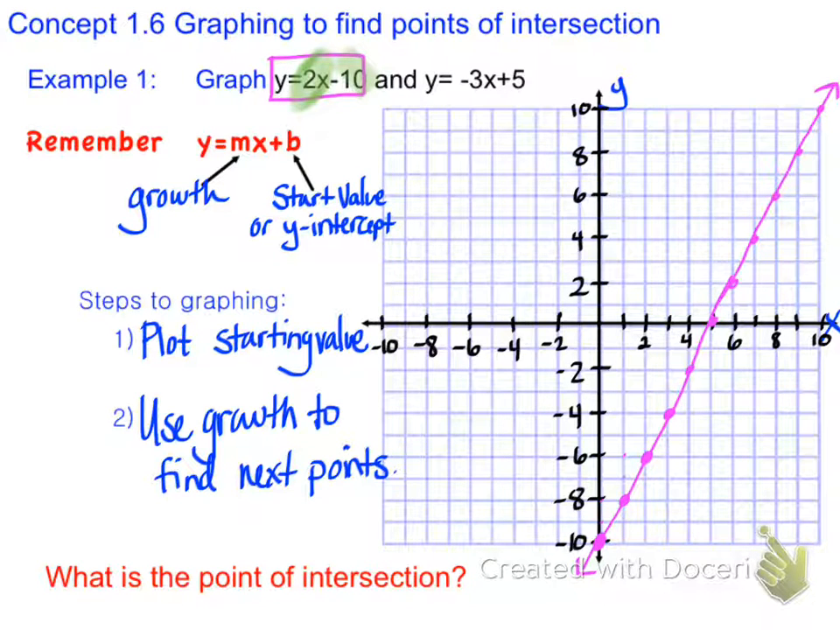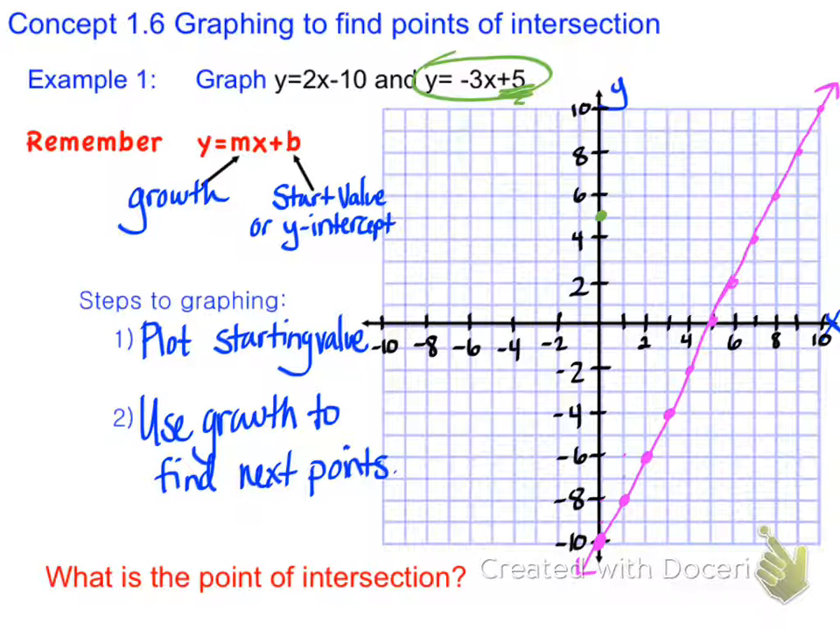Once you get about 3 points counting, you probably could see what would make a straight line. Just be super careful when you're graphing. It's not that hard, but you got to be careful. So the next step, we're going to do the same thing for the other rule. We have to graph it on the same graph in order to find the point of intersection. So negative 3x plus 5. Remember, we start with our starting value, so in this case it's 5, so we're going to go up to y equals 5 and plot that point.